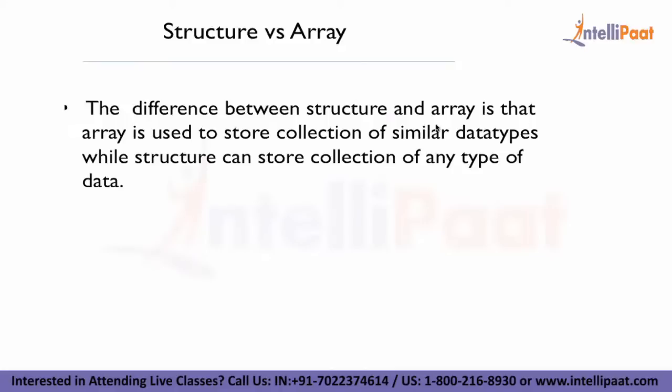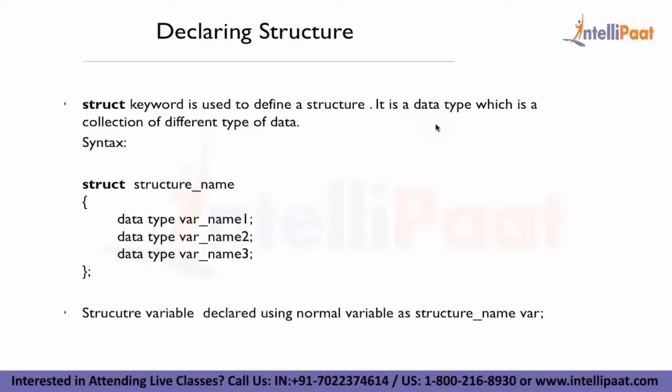So array stores a similar type of data or same data type. Structure can store different data types or whatever we want. So declaring a structure: the struct keyword is used to define a structure. This is a keyword that is used to define a structure. It is a data type which is a collection of different data types. So struct is nothing but a collection of different data types.